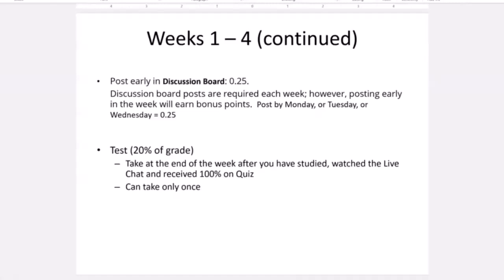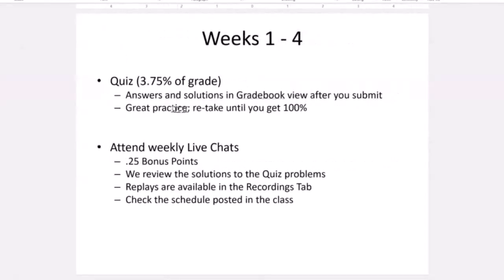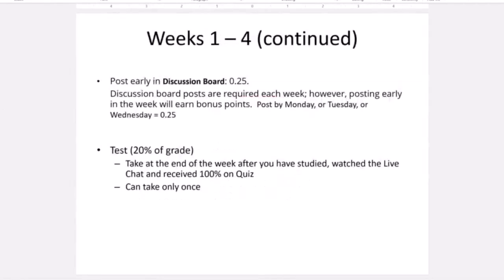And then there's your tests. They're worth 20% of your grades. For the quizzes, just keep doing it until you get 100. You can keep going back into the quizzes until you get 100. The tests, you can only take once. You want to be really prepared for it.